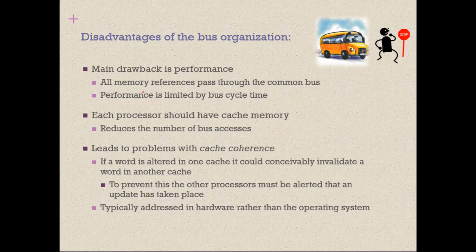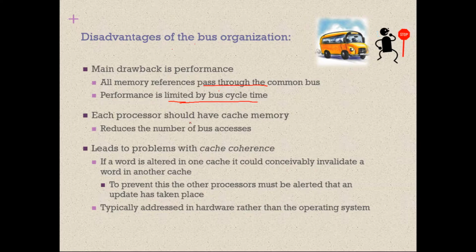The main drawback is all memory references pass through the common bus. If there is any memory reference, that should go through the common bus. So if you want to use the bus, the processor should arbitrate and get the bus. If the number of processors is larger, then getting the bus also will become an issue. And the performance is limited by the bus cycle time, because the bus is a slower device. The processor works at a greater speed, and if the bus is unable to provide data at that rate, then performance will be affected.